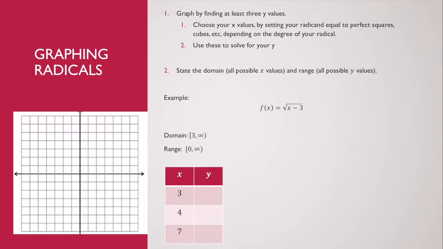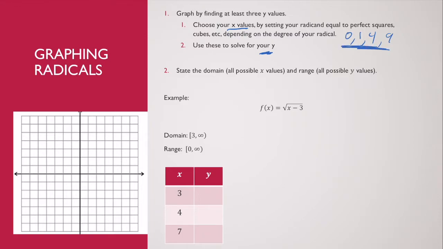So how am I going to graph radicals? Well, we want to start by finding at least 3 y values. And what you want to do is choose your x values by setting your radicand, that's what's under the radical symbol, equal to perfect squares. So the first perfect squares are 0, 1, 4, 9, right? And you want to use these to solve for your y. So we're going to choose our x values by setting what's under our radicand equal to 0, equal to these perfect squares.